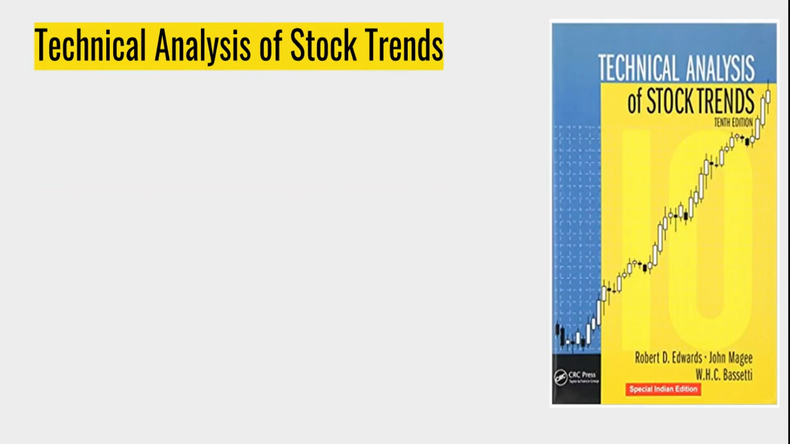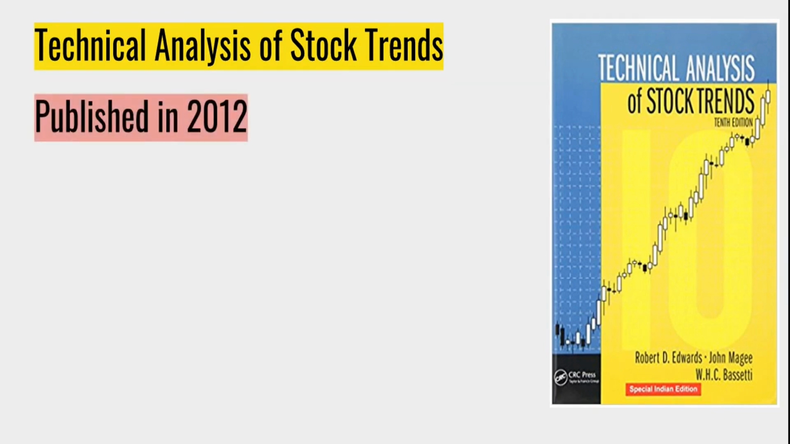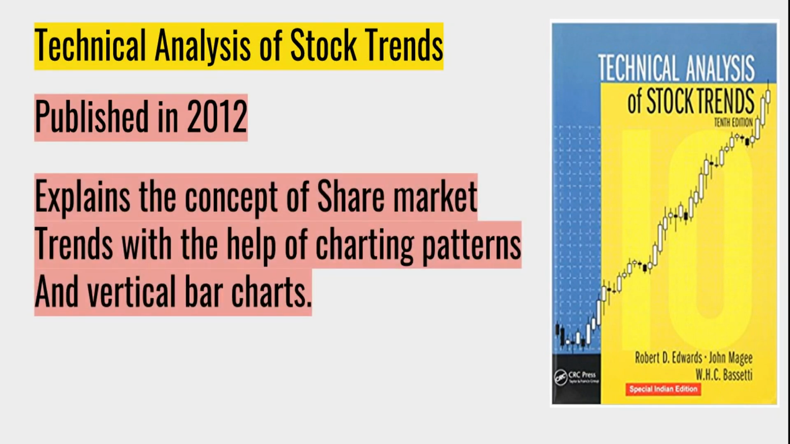Then we have Technical Analysis of Stock Trends. This book is written by Robert D. Edwards and John Magee. Now this book was published in the year 2012, and basically it talks about the concept of share market trends with the help of, again, charting patterns and specifically vertical bar charts. You must understand that these kinds of entities are pretty much part of technical analysis, and without them there's no relevance to it in the first place. The price is 1,500, again value for money, but the book is relevant for a very specific, niche audience who are looking to perform technical analysis using trends and vertical bar charts.